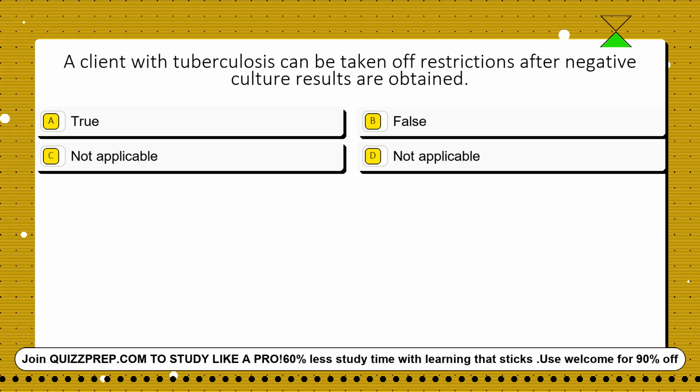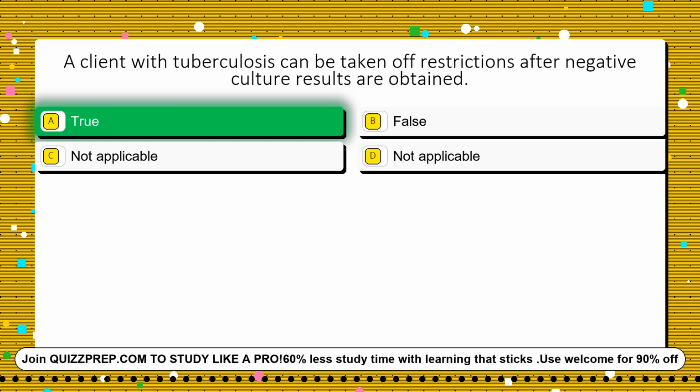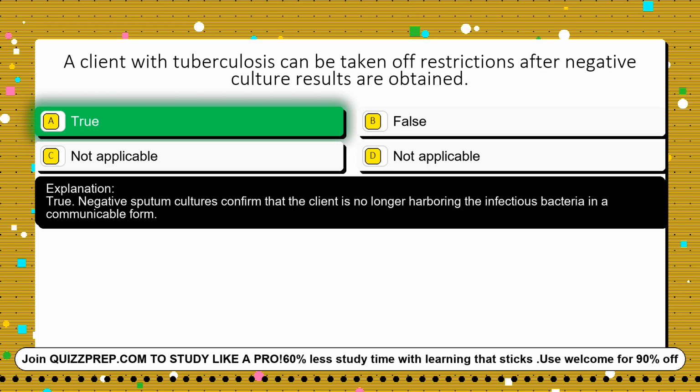Question 71. A client with tuberculosis can be taken off restrictions after negative culture results are obtained. Option A, true. Option B, false. Option C, not applicable. Option D, not applicable. The correct answer is option A, true. Negative sputum cultures confirm that the client is no longer harboring the infectious bacteria in a communicable form.